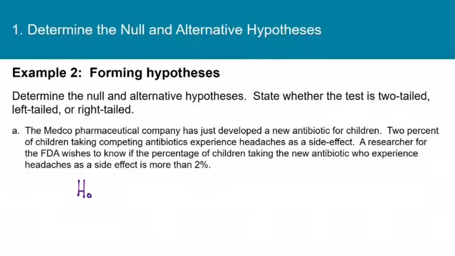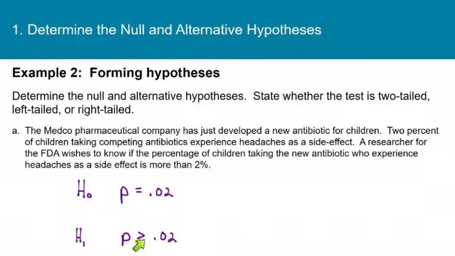So let's go ahead and label our two hypotheses. And the null always contains the equal mark. So the null hypothesis will be that P equals 0.02. Notice we don't write it in percent form, we write it in proportion form. And the alternative hypothesis will need to be that P is greater than 0.02.